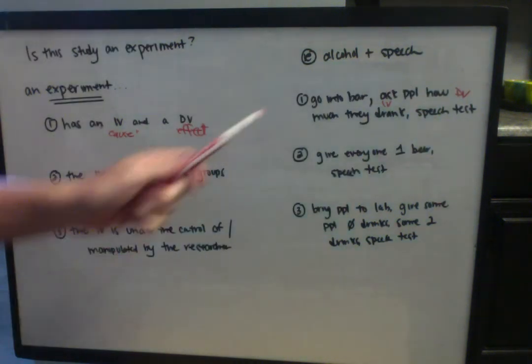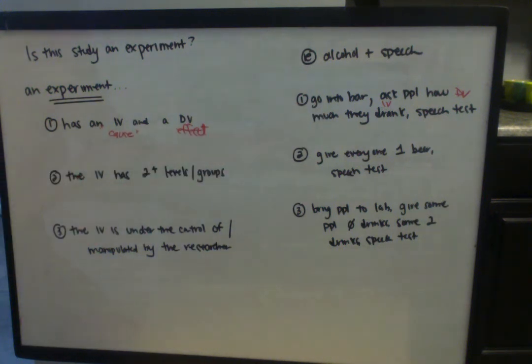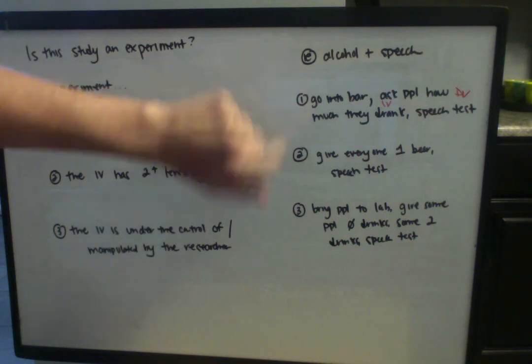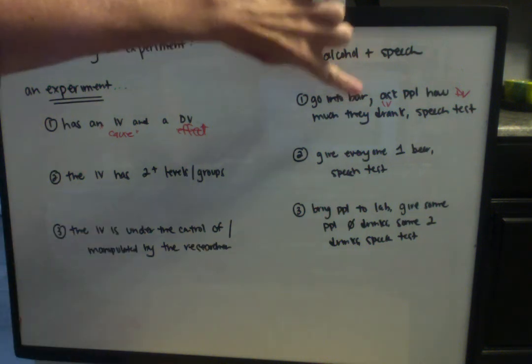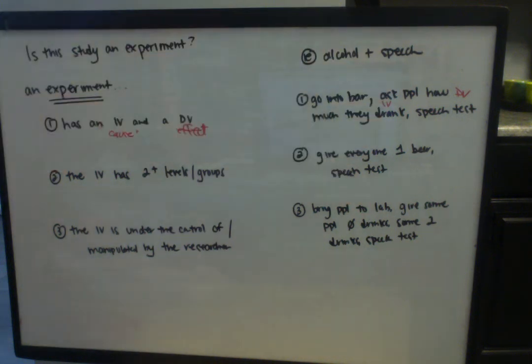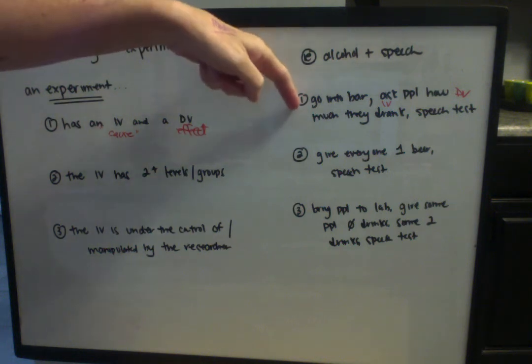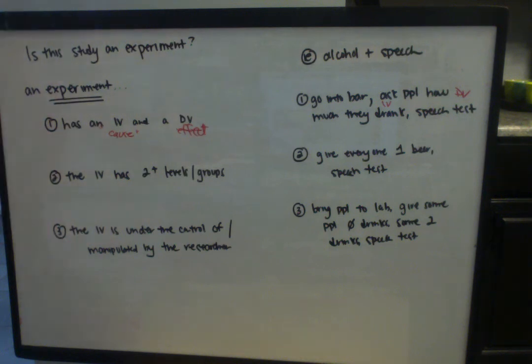Now, second, do we have two or more levels? It doesn't quite say here, so we may or may not have two or more levels. Let's assume that some people said they had nothing, some people said they had 1 drink, 2 drinks, 3 drinks. So let's assume that we've met this criteria, that we're looking at different levels of alcohol. So far so good. Then we get down to this last criteria: is the independent variable under the control of the researcher? Is it the researcher that's giving the participants the alcohol? Well, clearly in this case, no. We go into a bar, they're just drinking on their own, and we're just asking them to self-report how much they've had to drink. So we have not met this criteria, and this is not an experiment.